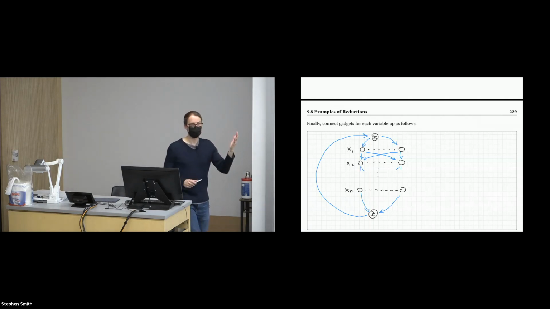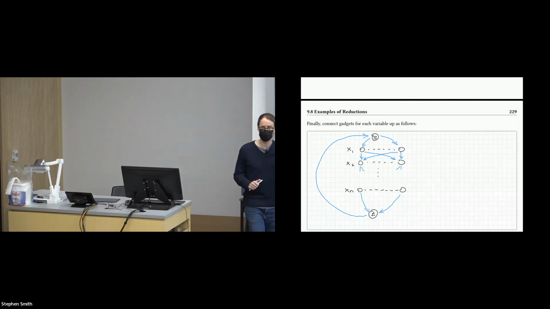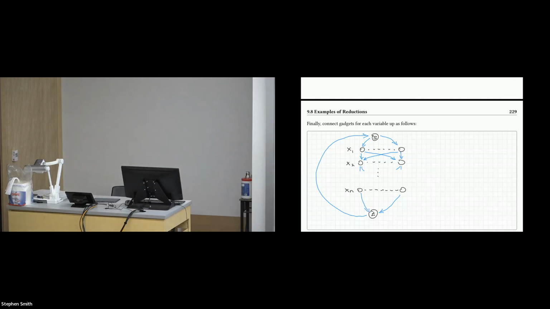So my Hamiltonian cycle in this graph is going to start at S. It's going to traverse the gadget for X1 in either the true or the false direction. Then it's going to go to the gadget for X2, traverse it in the true or the false direction, and so on. Finally it traverses the gadget for Xn, and then goes to T, and then comes back around, back up to S.